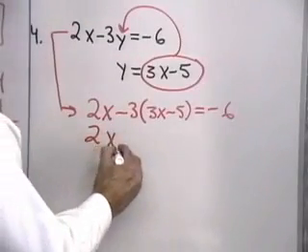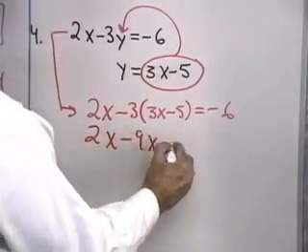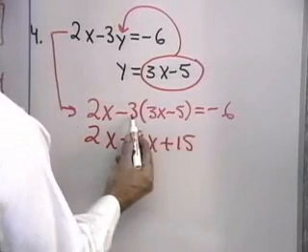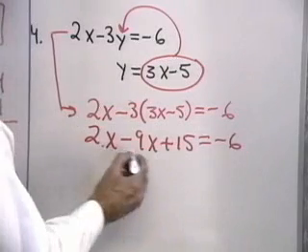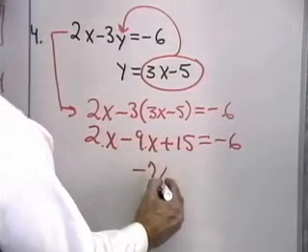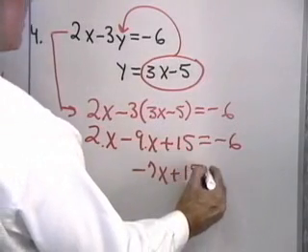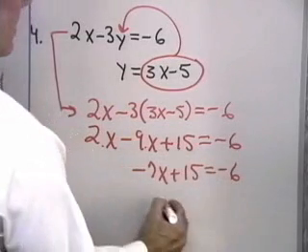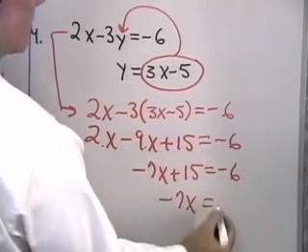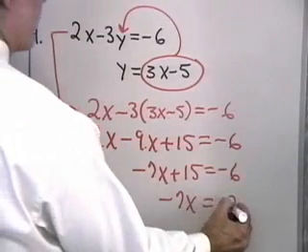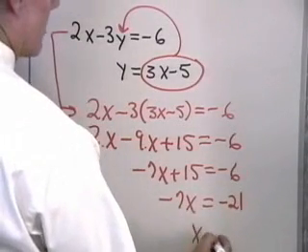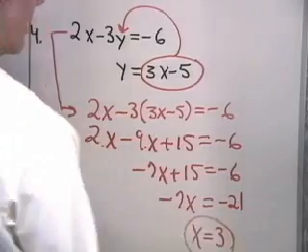2x minus 9x plus 15, when I multiply through by negative 3, equals negative 6. 2x minus 9x is negative 7x plus 15 equal negative 6. Negative 7x is equal to, I'll add negative 15 to both sides and end up with negative 21. So x is equal to 3.